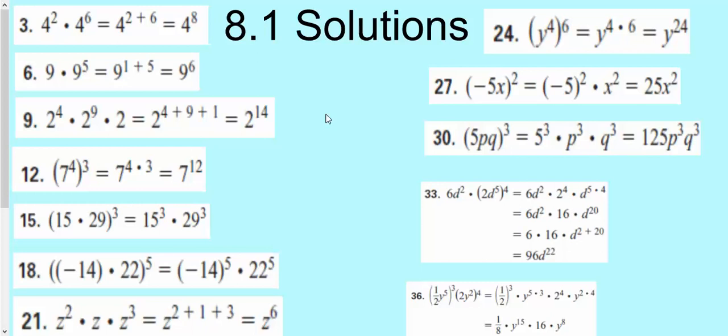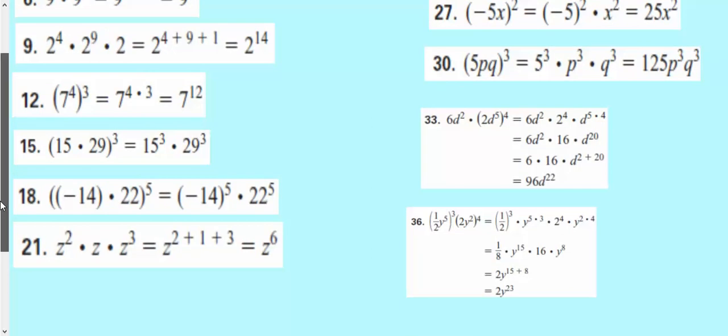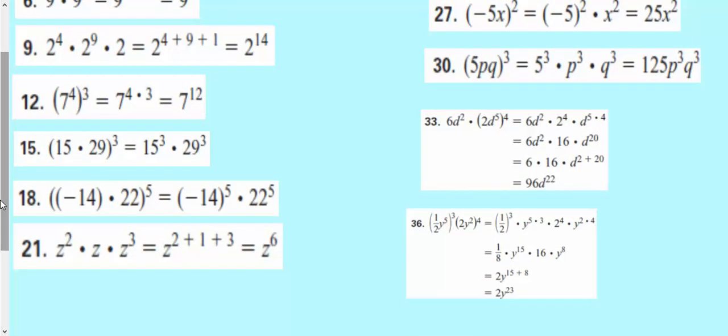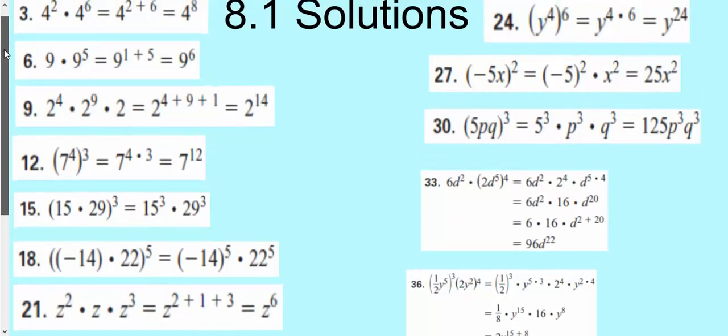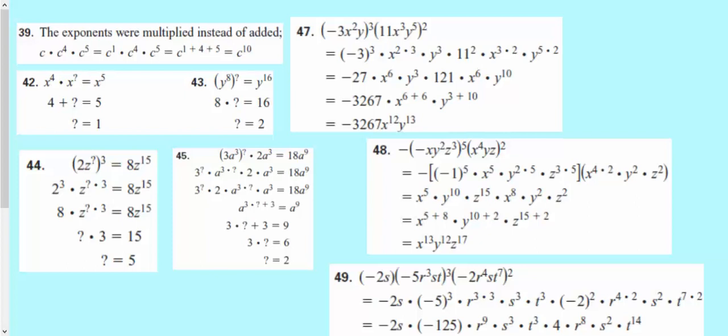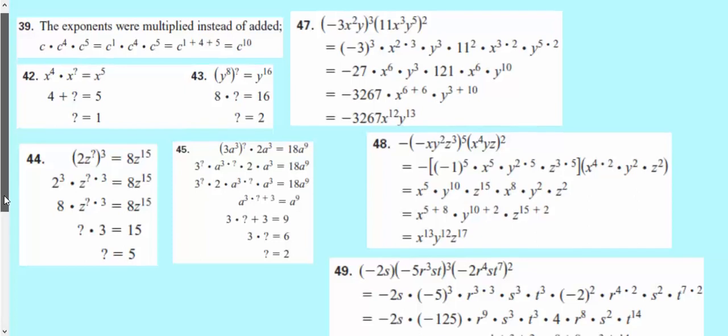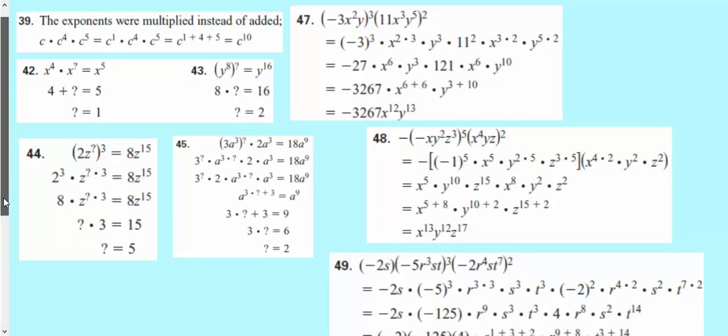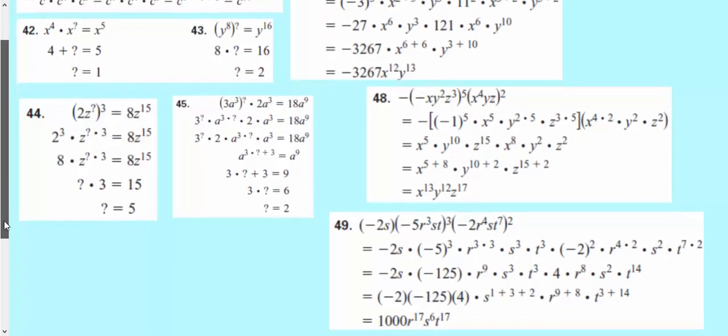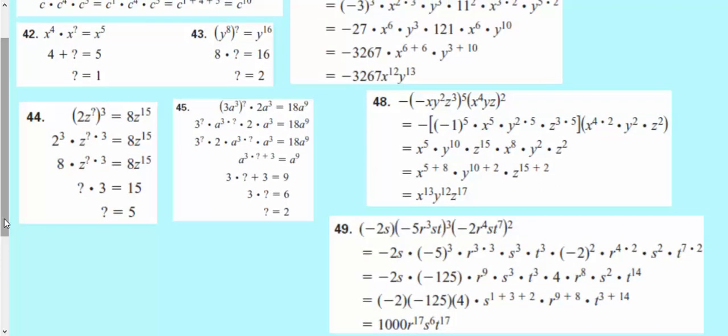Here are the solutions for 8.1. Most of the time the book doesn't use expanded form like I do, so you're going to see them use techniques a little bit different than me. I of course think that expanded form is a little bit better and it's less work. You don't have to really memorize much. So keep that in mind when you're checking over these answers.